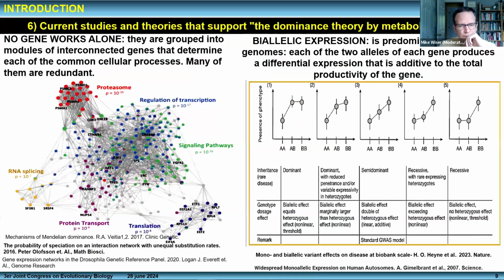On the other hand, no gene works alone. They are grouped in modules of interconnected genes that determine each of the common cellular processes. Many are redundant. Biallelic expression is predominant in diploid genomes. Each of the two alleles of each gene produces a differential expression that is additive to the total productivity of the gene.